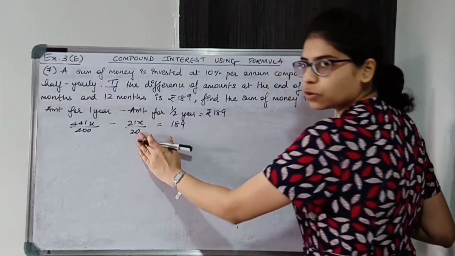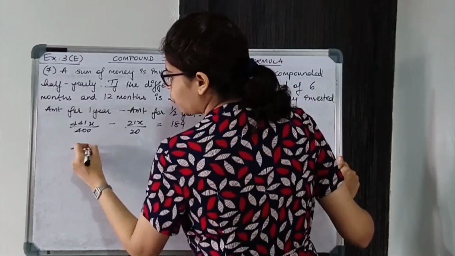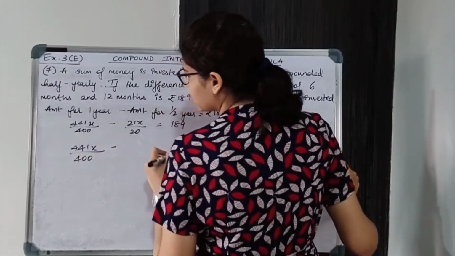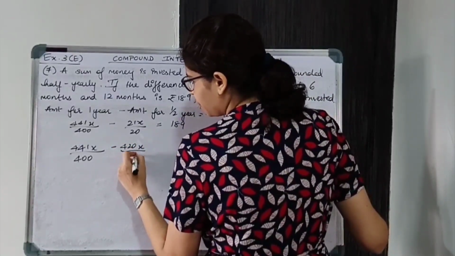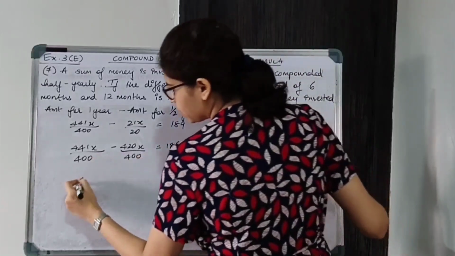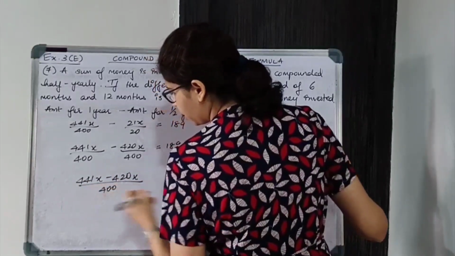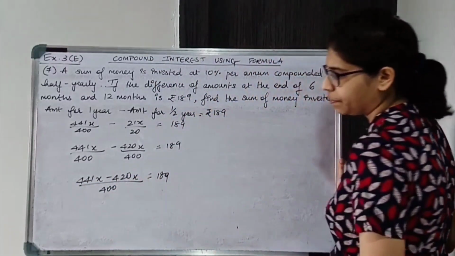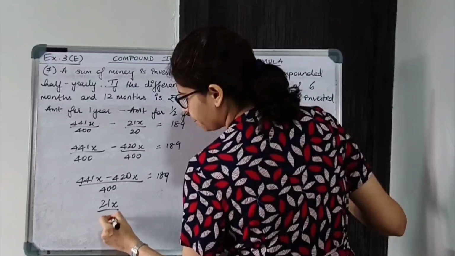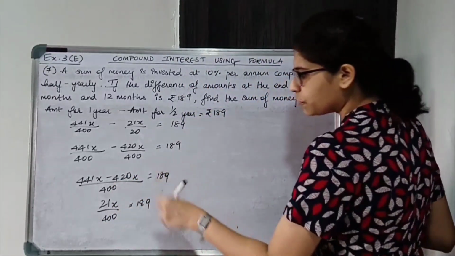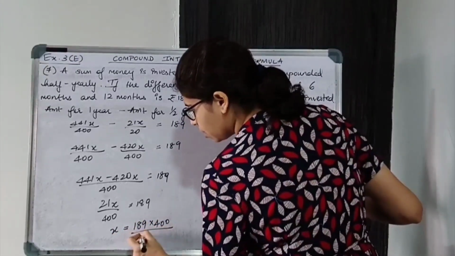First we'll solve this part. We'll multiply by 20 in both numerator and denominator. So 441x upon 400 minus 20 into 21, that will give 420x upon 400, is equal to 189. Now denominators are equal. So this will give 21x upon 400 is equal to 189. Shifting the numbers to the other side, x is equal to 189 into 400 upon 21.